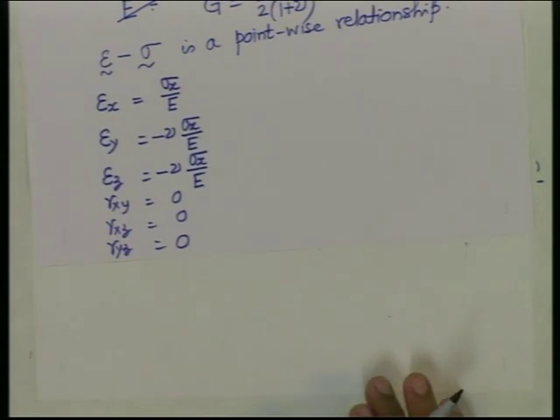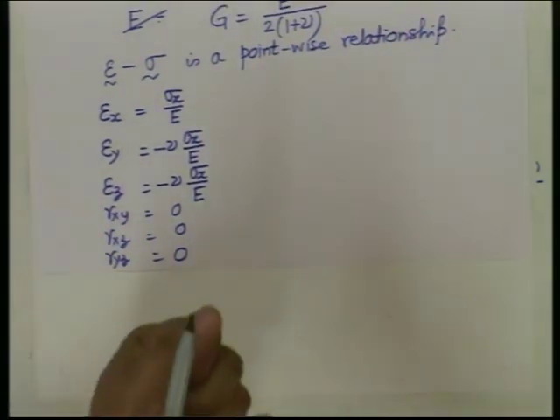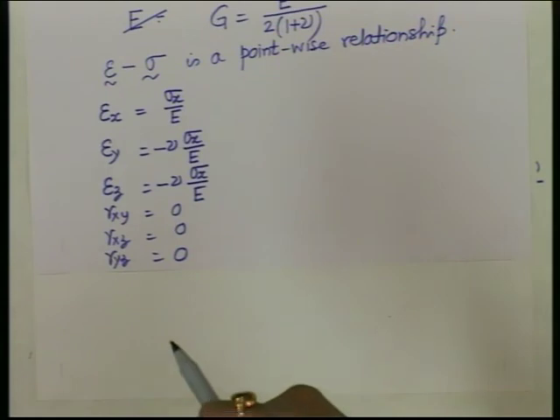But then at a point in the body, if it is a general state of stress, there is not only sigma x, you also have sigma y, you also have sigma z, you also have tau x y shear stress, you also have tau x z, tau y z. So, all the 6 components of stresses are there. But a normal stress produces only normal strains.